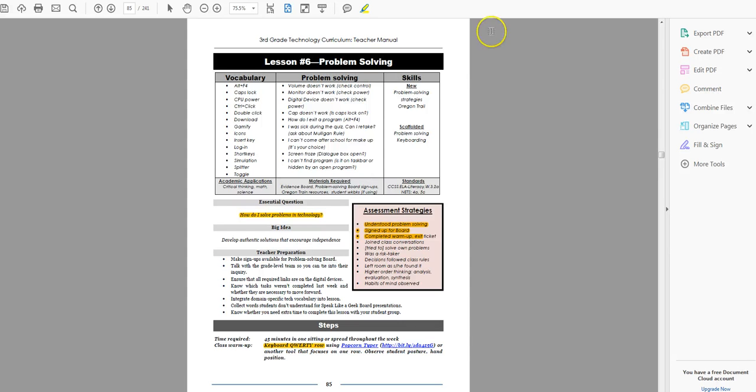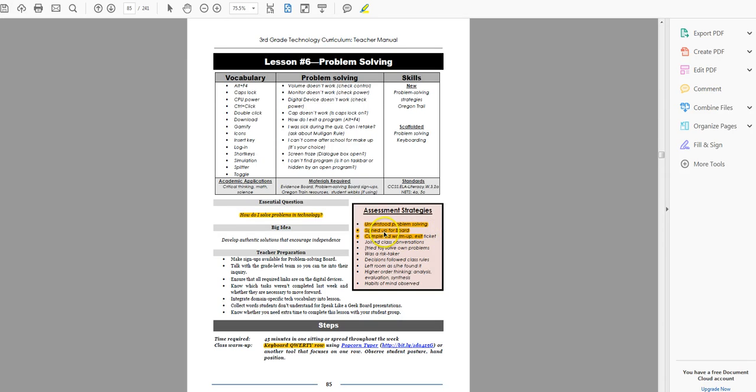Okay, problem solving. It's under new, even though they've been doing it since kindergarten, because you're going to throw some new strategies at them. How do I solve problems in technology? Develop authentic solutions that encourage independence. Solving the problems isn't a discrete thing, like, here's a problem, here's a solution. It's a critical thinking thing where, okay, here's a problem, what strategies do I have that would help me solve this?